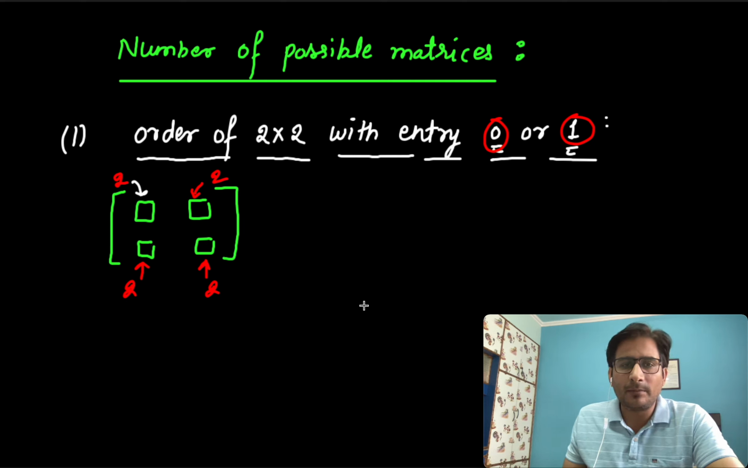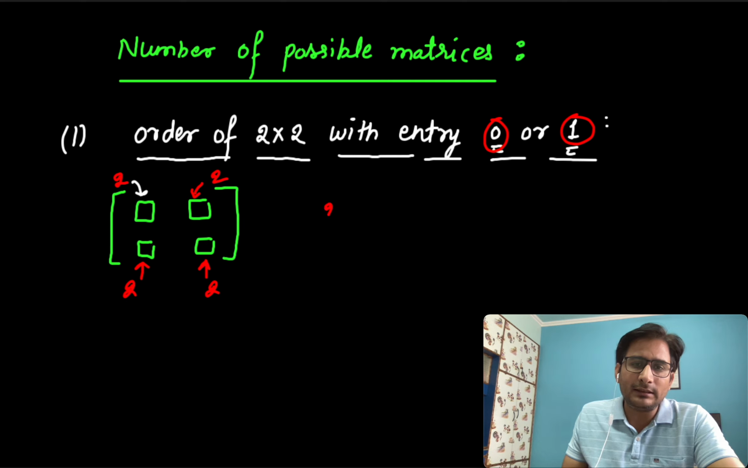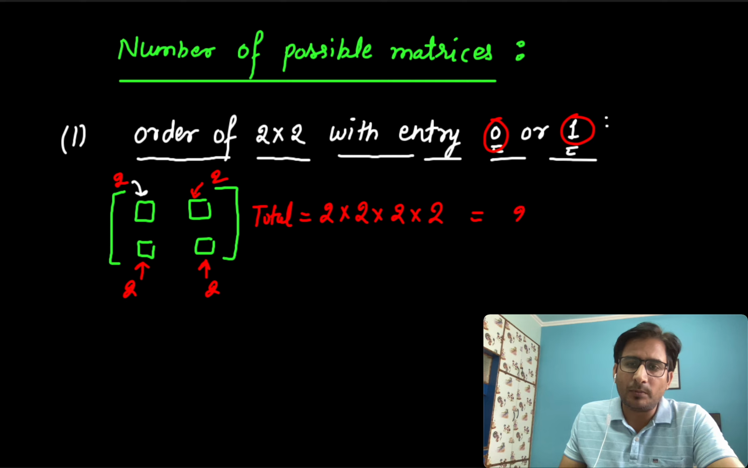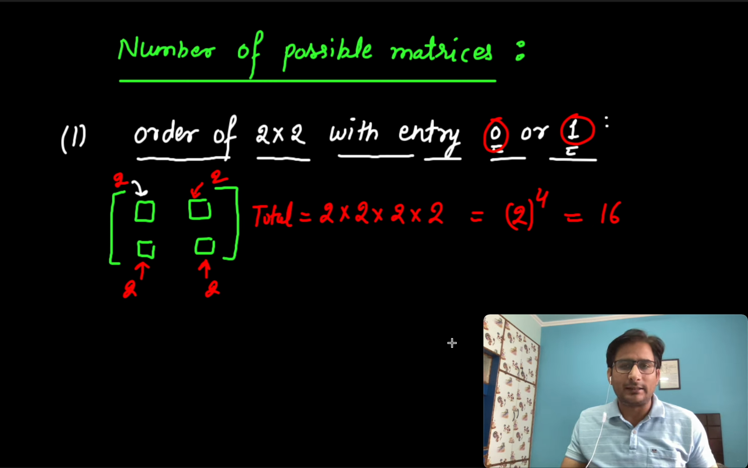So according to the multiplication theorem we have studied in class 11th, the total number of ways is the multiplication of 2 into 2 into 2 into 2. So the total ways in this case can be written as 2 power 4. So how many matrices are possible? 16 matrices are possible in this case, right?